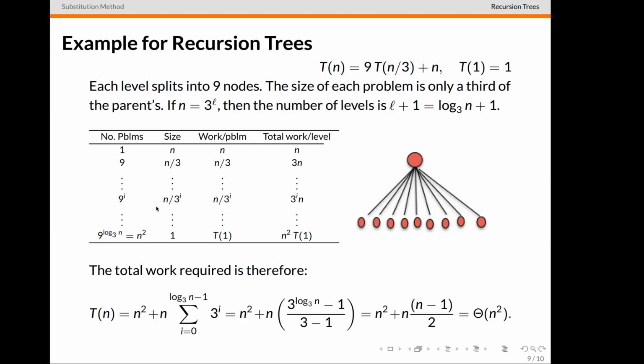And then the work required is basically, like I mentioned before, the sum of this column. So when we sum up this column, we realize that in this column, we have 3 to the i times n work at level i. And so we have to add up all of these numbers. And when we add these numbers, we use the geometric series expansion. And what we obtain at the end is this formula.